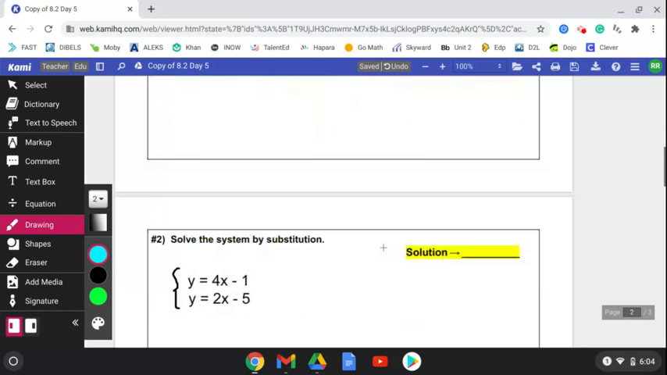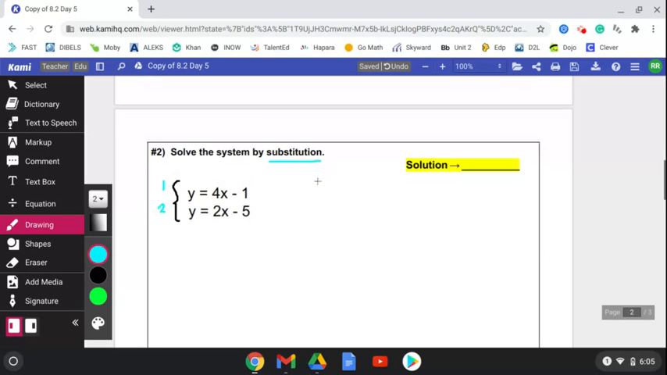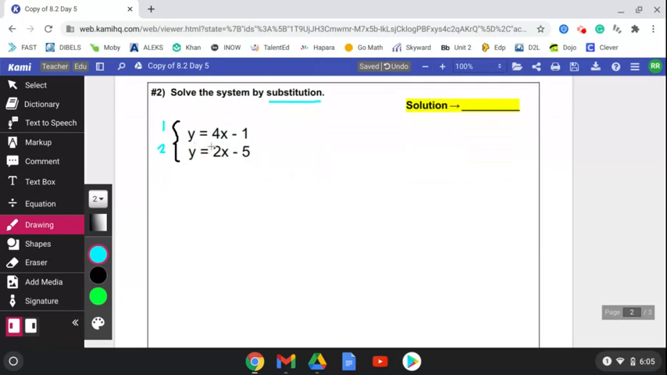Number 2, you have equation 1 and equation 2, and they both say y equals 4x minus 1 and y equals 2x minus 5. We want to solve by substitution. So what we can do here is, in the first equation, if y equals 4x minus 1, I'm just going to plug it into the other equation for y, right there. And so my second equation will be not y, but what y is in the first equation, which is 4x minus 1, equal to 2x minus 5.